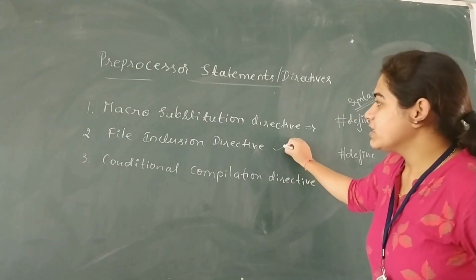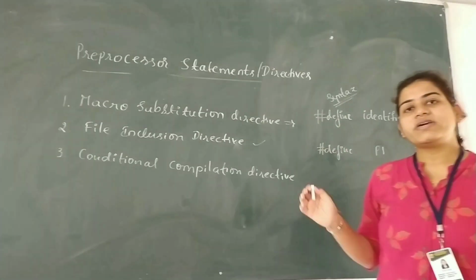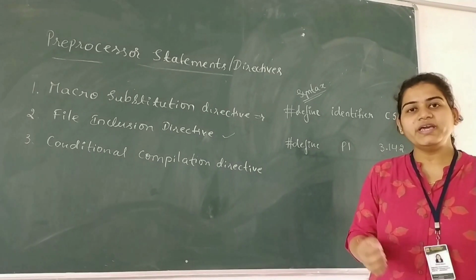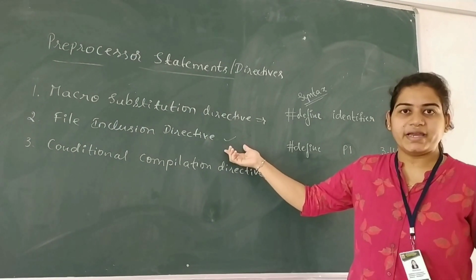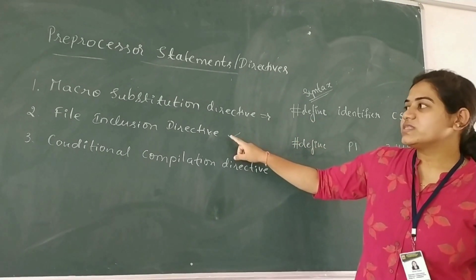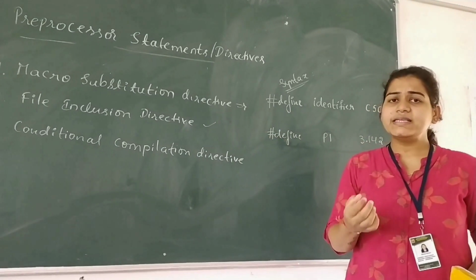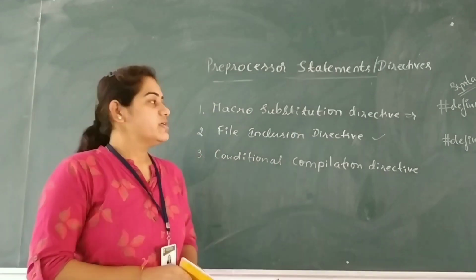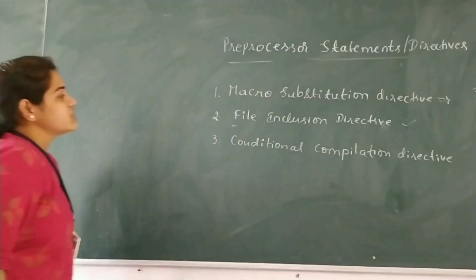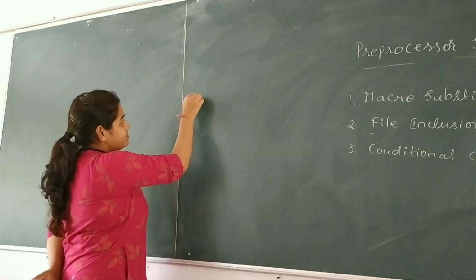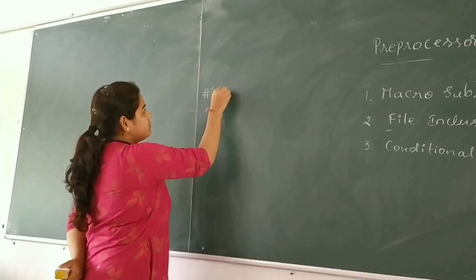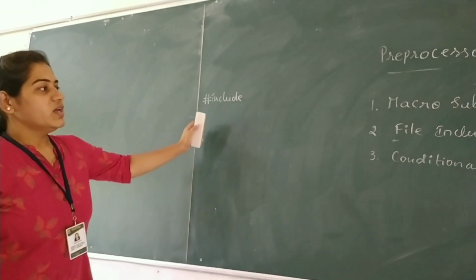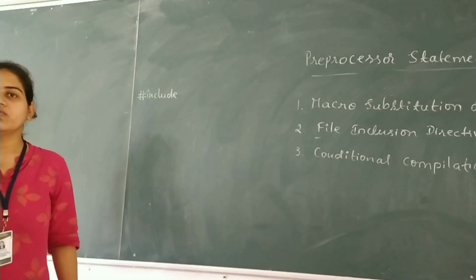Coming to the file inclusion directive, it is the process of inserting external files. Sometimes we can't write all the code in the main program only, so we make use of the file inclusion directive. Using file inclusion we are able to insert external files which consist of functions or macro definitions. This process is accomplished using the hash include statement, with which we can include any file we want to insert.